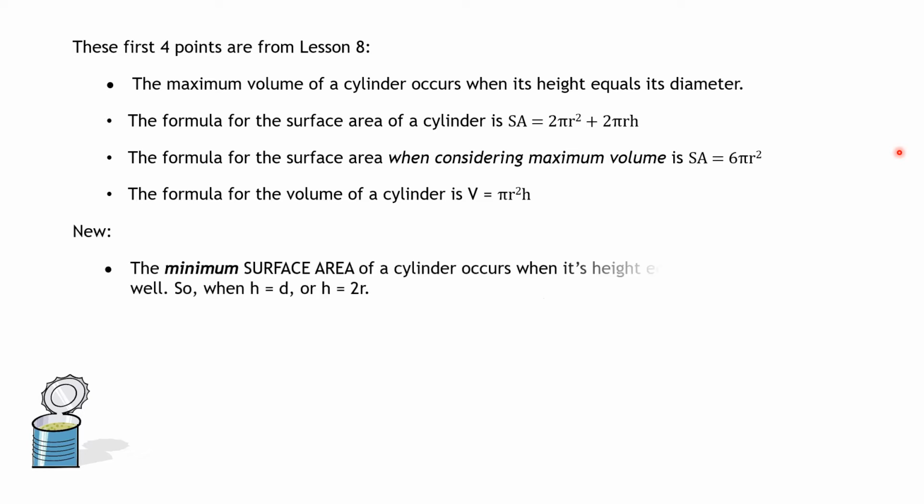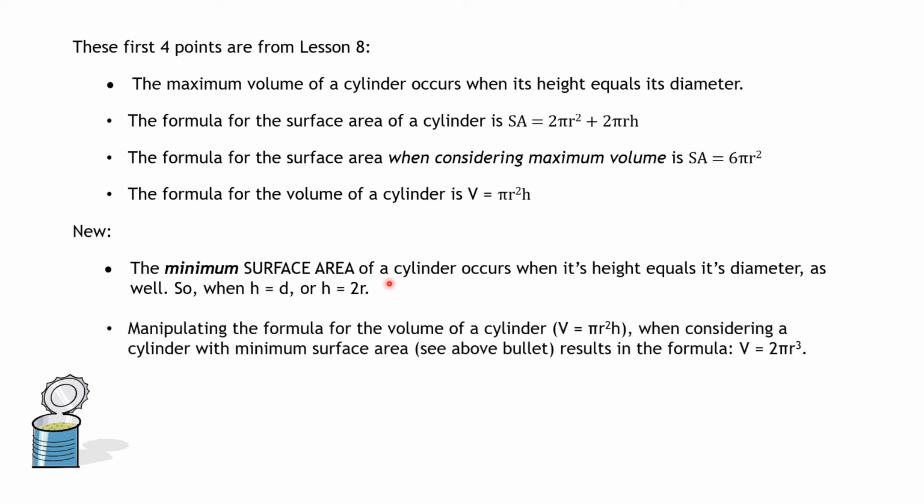So here's something new. The minimum surface area for a cylinder occurs when its height equals its diameter as well. So right up here, let's say the same thing. When the height equals the diameter, we get the maximum volume. So as luck would have it, well, it's not lucky at all, but that also gives us the minimum surface area. So perfect. We can get the most amount of volume inside a cylinder using the least amount of product for the container in the same situation, when the height equals the diameter. So when your height equals your diameter, or when your height equals 2 radii.